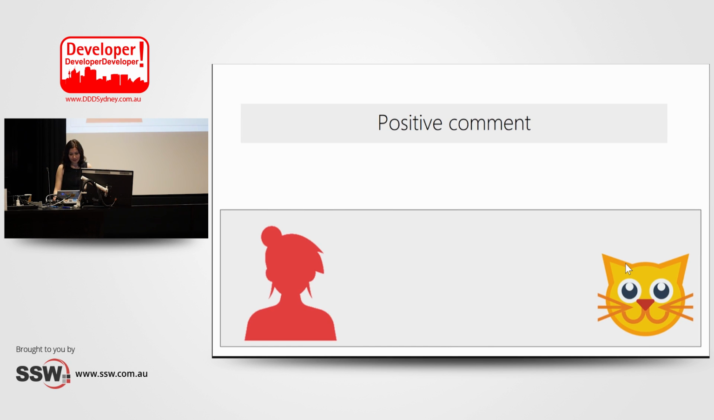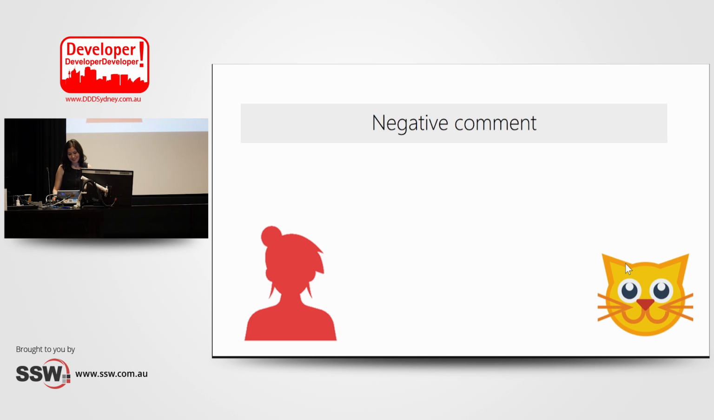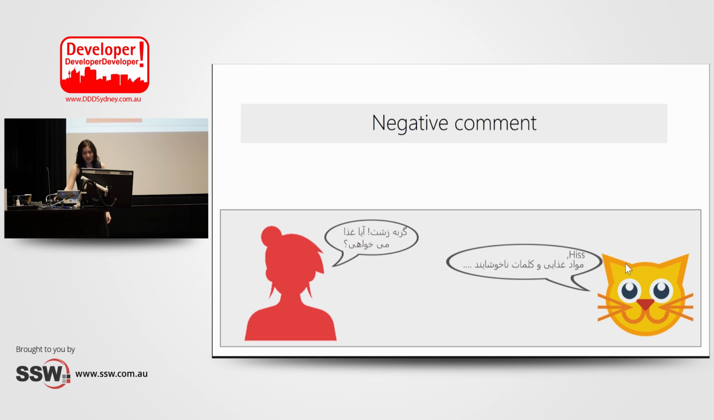For example, if I say to my cat, خوردنی میخوای گربه جان, it means would you like food, dear kitty? I heard food, and I get meow. So you get the meow, so I say it's positive. If I say گربه زشت غذا میخوای, meaning ugly cat, do you want food? I get the hiss message.